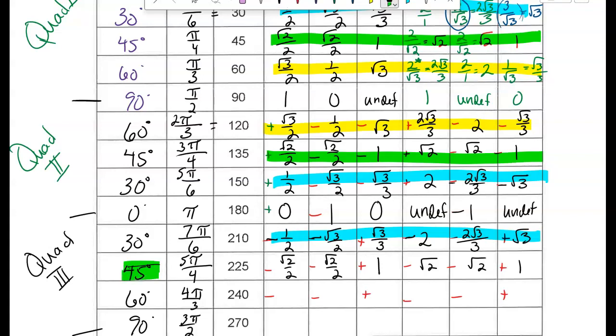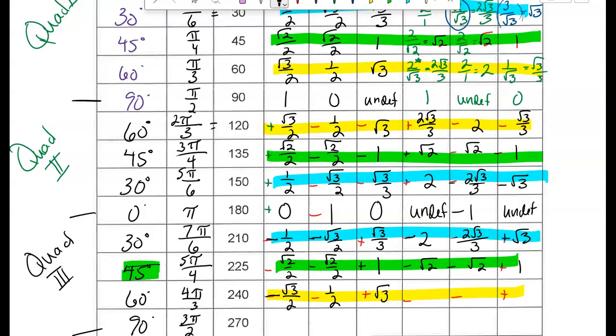For 45. What do I use for 240? What's my reference angle? 60. So I'm going to use everything from my 60. So you're not learning new stuff. You're just doing the repetition with this. So when we have that, we're going to have negative root 3 over 2, negative 1/2, a positive root 3, because tangent's positive in the third quadrant.